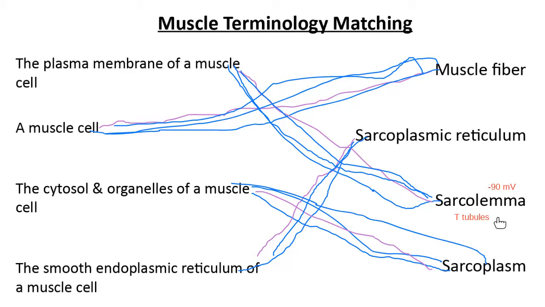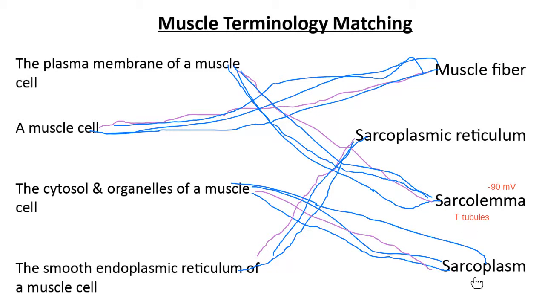So if I fold my plasma membrane into these things called T-tubules, that's going to allow me to change the charge everywhere. So it increases surface area. It makes it easier for me to send that message across the membrane.